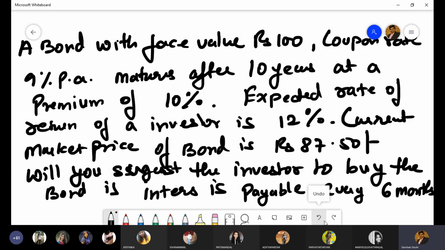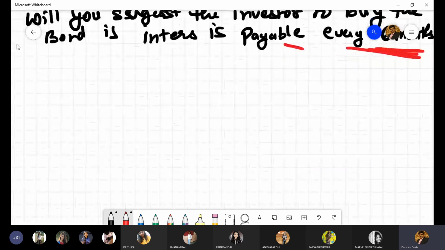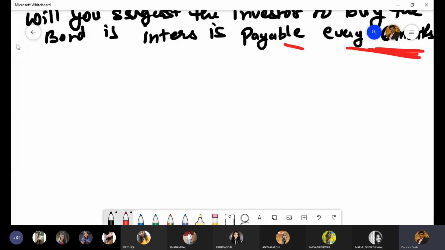Now, the only change in the question is that interest is payable every 6 months. Whenever interest is not paid annually, it can be paid monthly, quarterly, or every 6 months. In that case, how will you value the bond? The formula will be, listen to this.